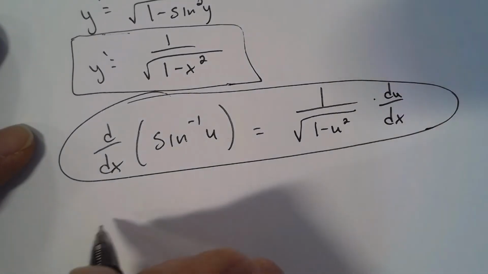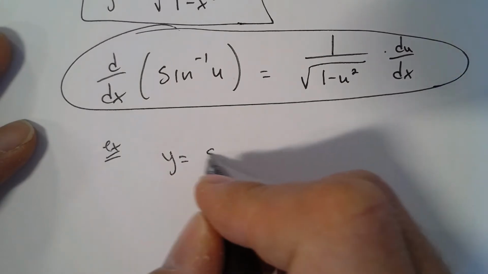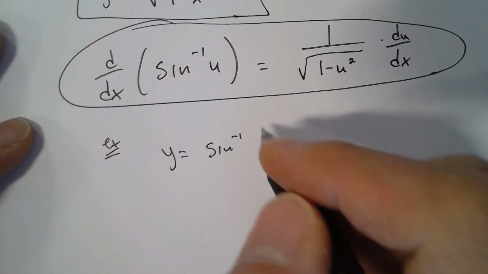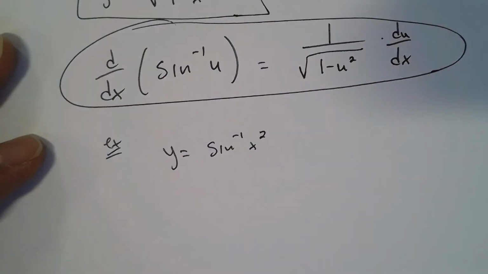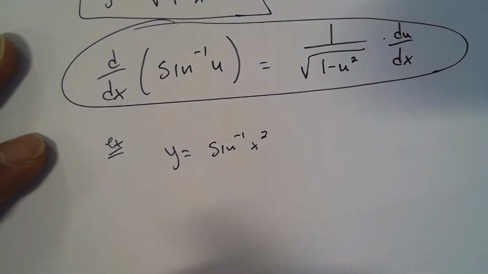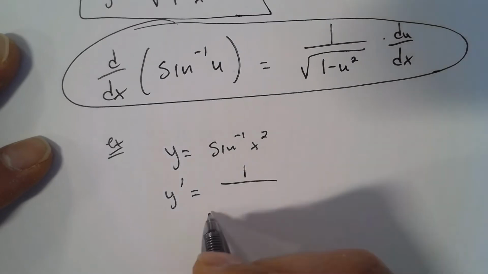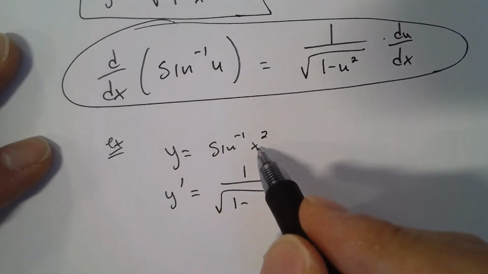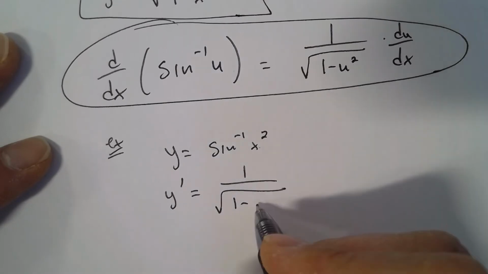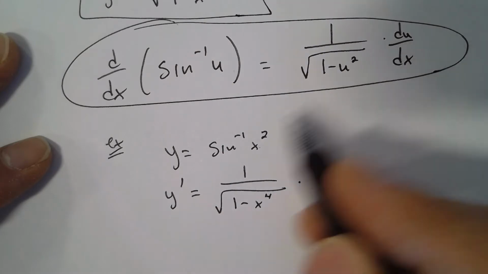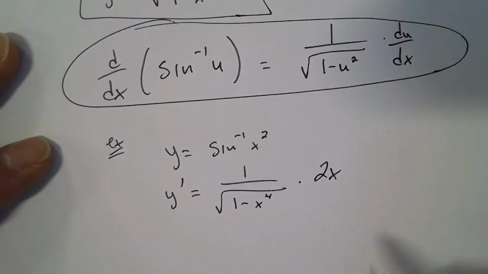So an example, we'll just do x squared. If y equals inverse sine of x squared, the derivative would be 1 over the square root of 1 minus, our u is x squared, so it'd be x squared squared, so x to the 4th, times the derivative of u, which is 2x. So you can move that to the top, and we have our answer.